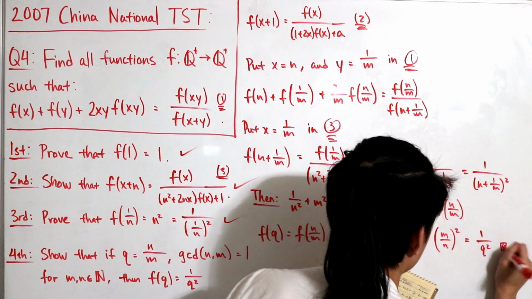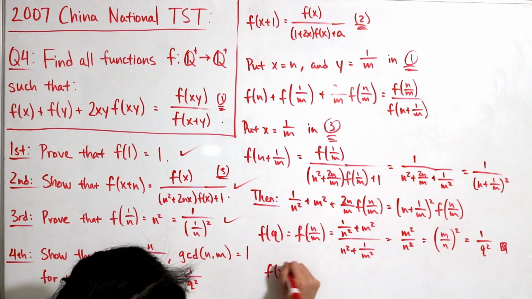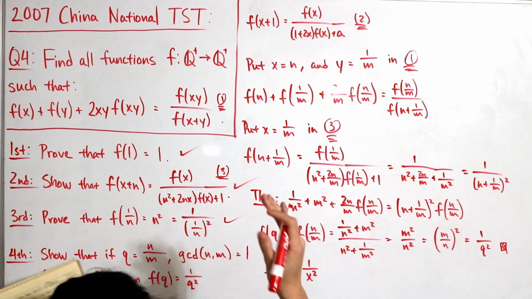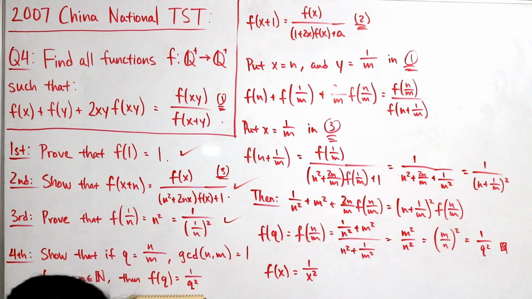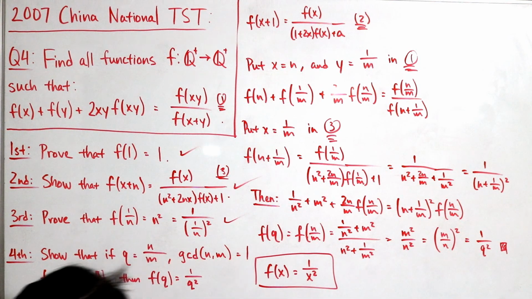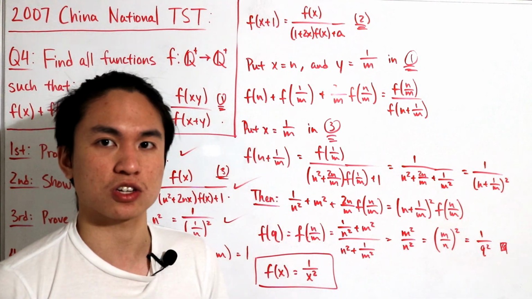And so there we are done. So you can easily check and verify that f of x is equal to 1 over x squared satisfies this entire condition. And it does work, and it's the only function that satisfies it. And so therefore we are done. The only function that satisfies this functional equation is f of x equals 1 over x squared.